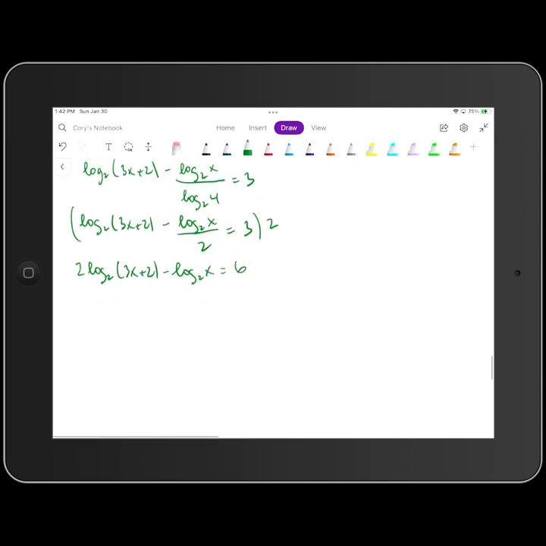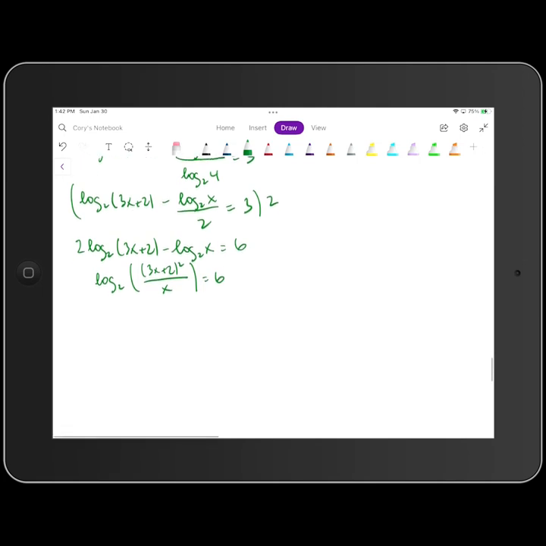And then I'm going to go ahead and use my log properties now to combine the left-hand side into a single log. So when I do that, I'm going to get the log base 2 of 3x plus 2 squared over x is equal to 6. And then now that I have the left-hand side in terms of a single log, I can use my log properties to rewrite that log in exponential form. So that's 2 to the 6th power is equal to 3x plus 2 squared over x.